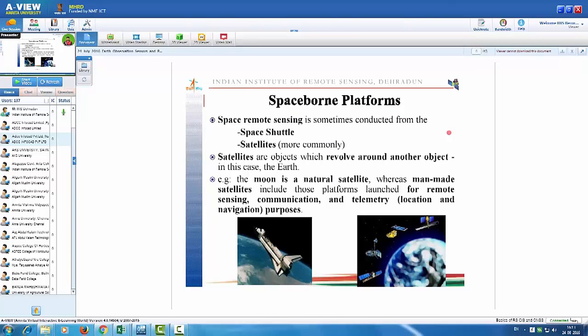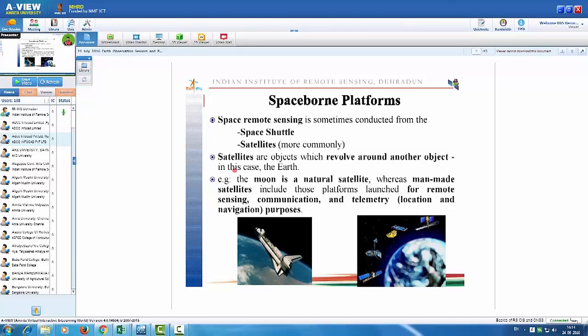Now coming to space-borne platforms, there are two types. One is the space shuttle, which is a manned spacecraft. Using this, people can go to space, acquire the data, and come back. Satellites, however, are more commonly used for remote sensing purposes. So what are satellites? Satellites are objects which revolve around another object, in this case the Earth.